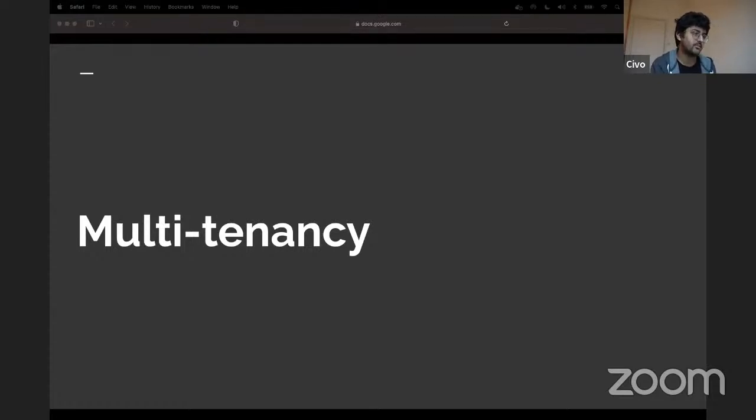So, cost benefits: most importantly, an organization that needs to access multiple cloud providers with a range of products will save money by working with a multi-tenant managed service provider compared to working independently with a single vendor, let's say one particular cloud provider.